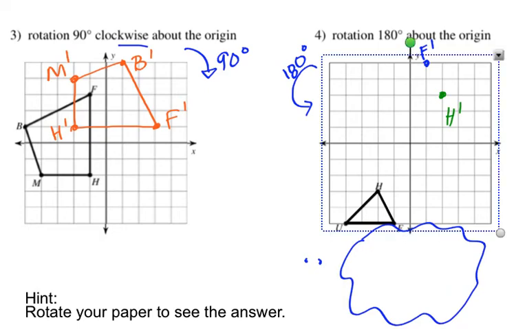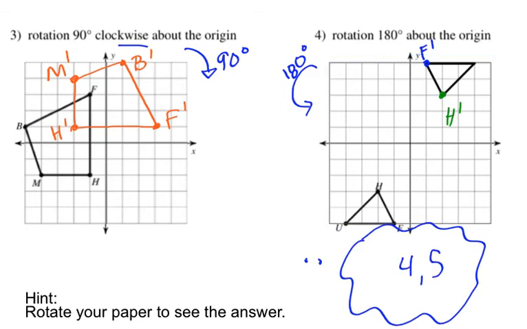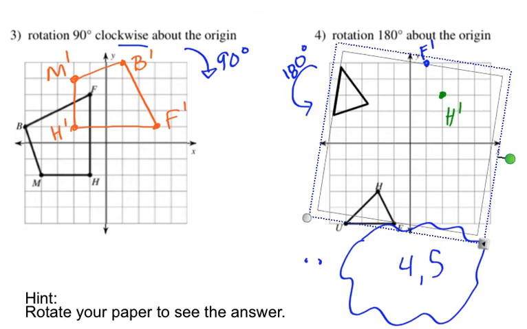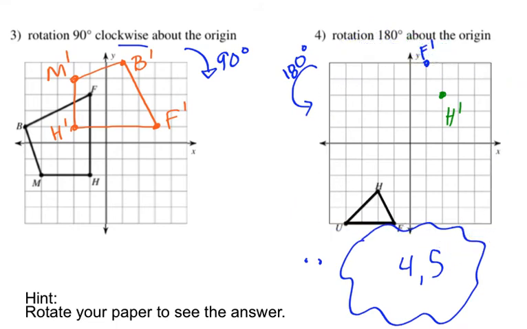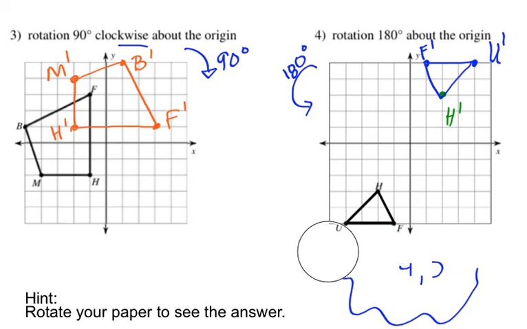We go ahead and take the paper, rotate it halfway around. Look at the location of U. U is over 4 and up 5. So I'm going to remember over 4, up 5. Rotate back. And I'm going to go over 4, up 5. And there is U prime. Then you can go ahead and connect the points together, and you are finished with that 180 degree rotation. You rotate your paper to see the answer. You physically do the rotation, then you rotate back and draw the answer.